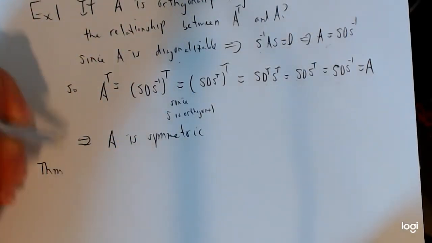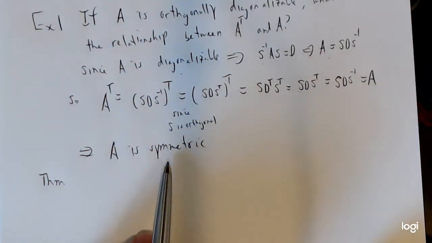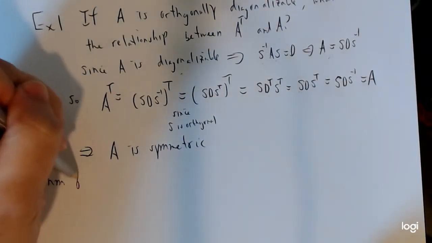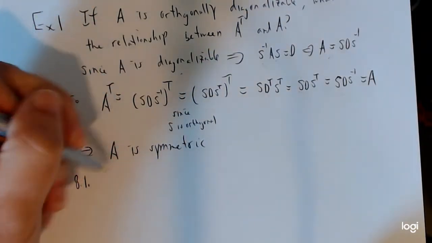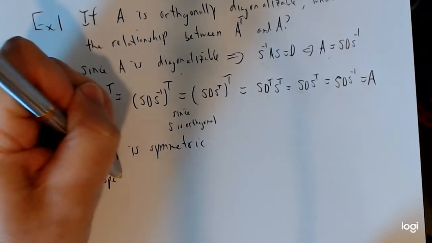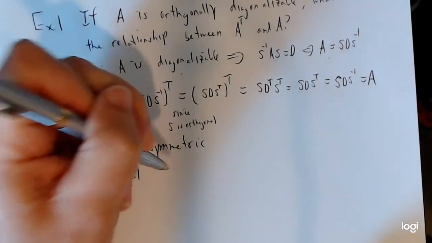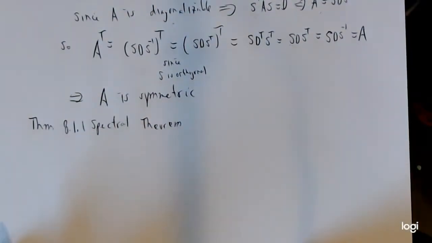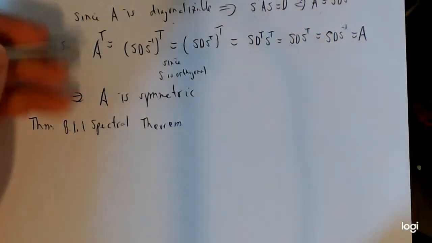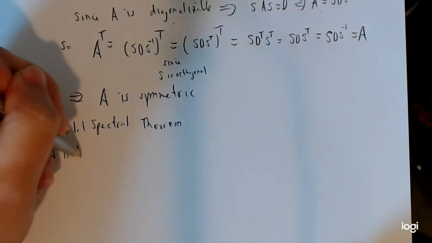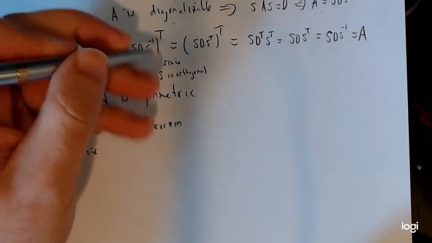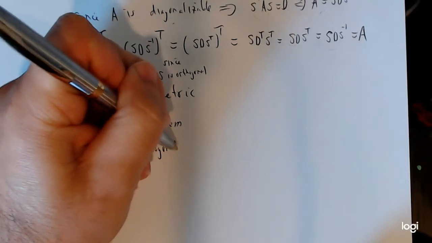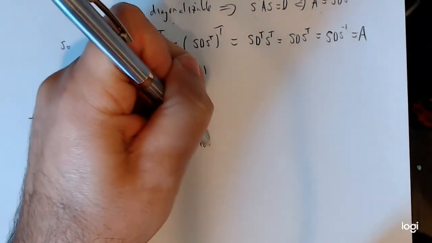So this, showing that A became a symmetric matrix because it was orthogonally diagonalizable, now gets us to the spectral theorem, which is, like I said, my favorite theorem that we're going to work with in this school year. So we could say that a matrix is orthogonally diagonalizable.